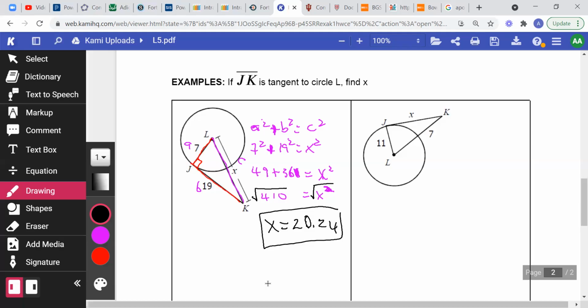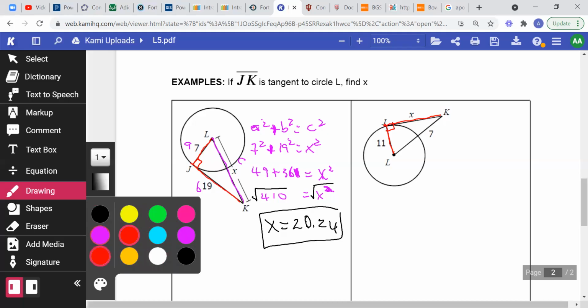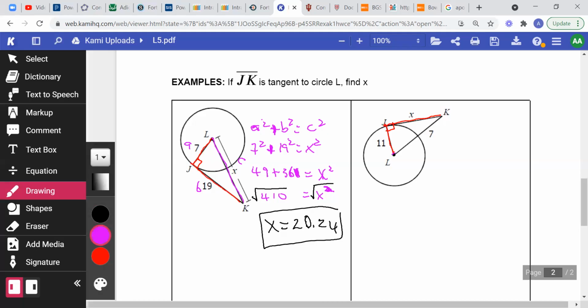Okay, Tyler, what's the tangent line here between JL, JK, and KL? No, the tangent line is a line that is outside that touches the circle at exactly one point. Okay, JK. And what's the radius here? JL. The definition of tangent line says the tangent line and the radius are always perpendicular, which means the endpoint of the radius and the endpoint of the tangent line will definitely form a right triangle. By the Pythagorean theorem, what do we do?